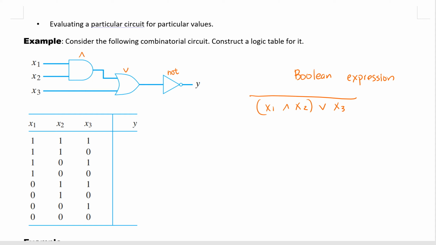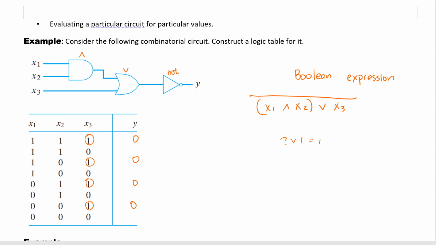Okay, let's evaluate. First of all, look at this. This gate is OR. So if x3 is 1, whatever OR 1 is going to be 1. NOT 1 is 0. So when x3 is 1, I don't care what x1 and x2 are. The (x1 and x2) or x3 is going to be 1. NOT 1 is 0, so we can fill these with zeros. So far, so good.